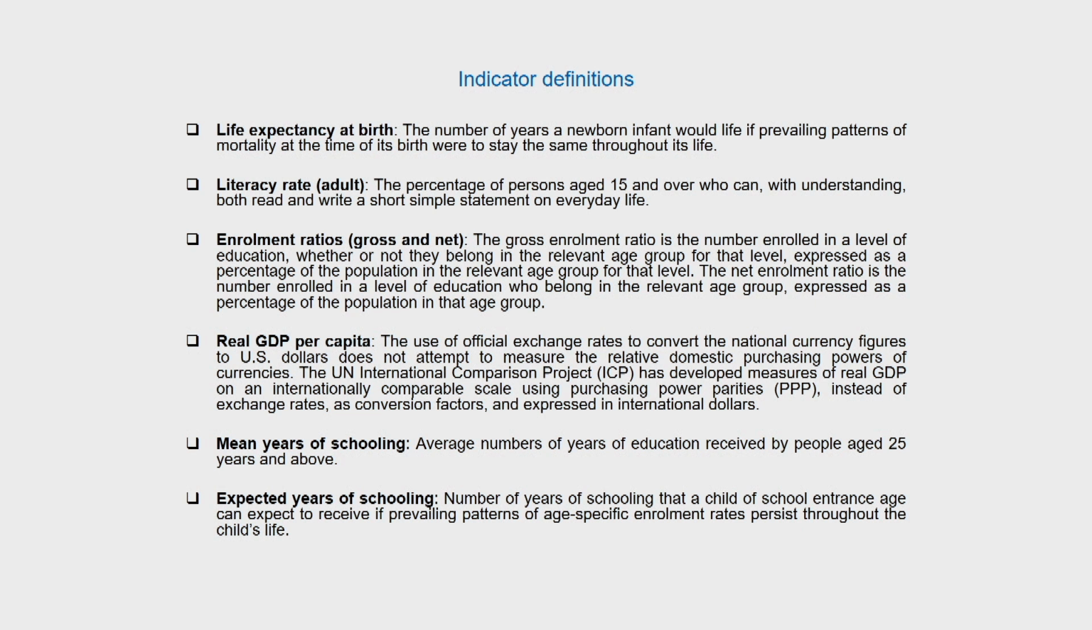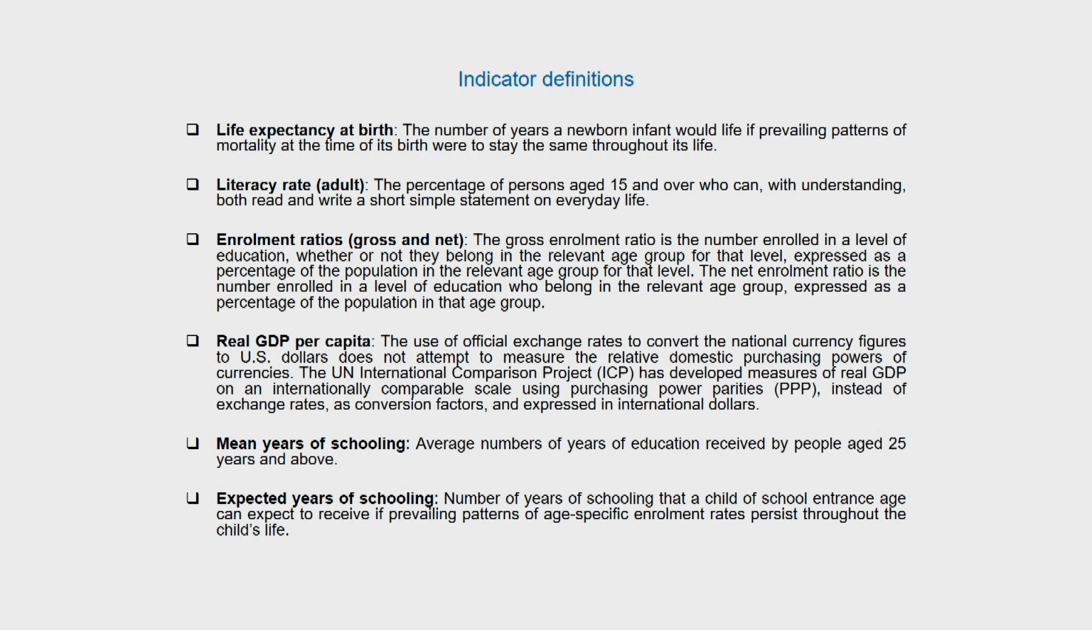Gross enrollment ratio is the number enrolled in a level of education, whether or not they belong in the relevant age group for that level, expressed as a percentage of population in the relevant age group for that level. Net enrollment ratio is the number enrolled in a level of education who belong in the relevant age group, expressed as a percentage of the population in that age group.